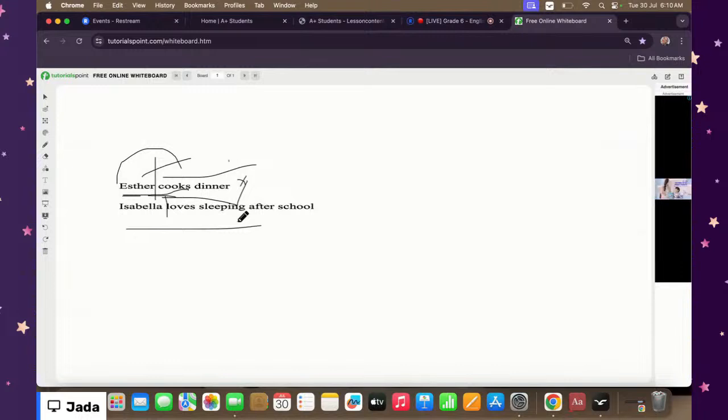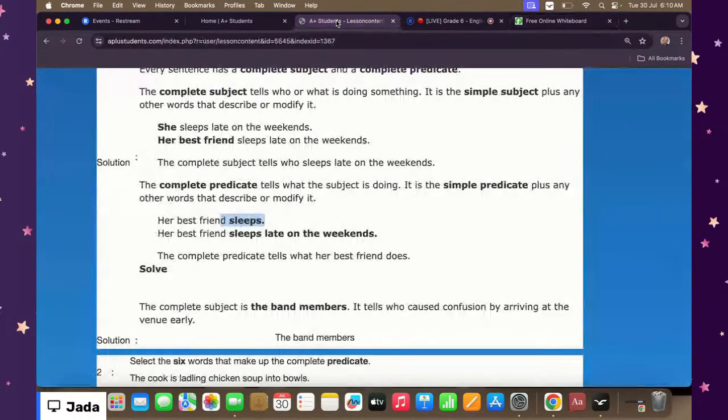So you need to differentiate the predicate from the subject. The subject is the person doing the action. The predicate is the action going on in the sentence. Do you guys have any questions? Please let me know on the chat. You could say yes or no before we proceed.